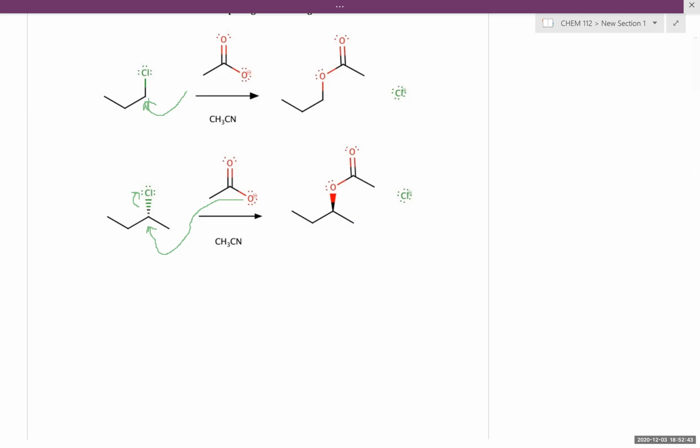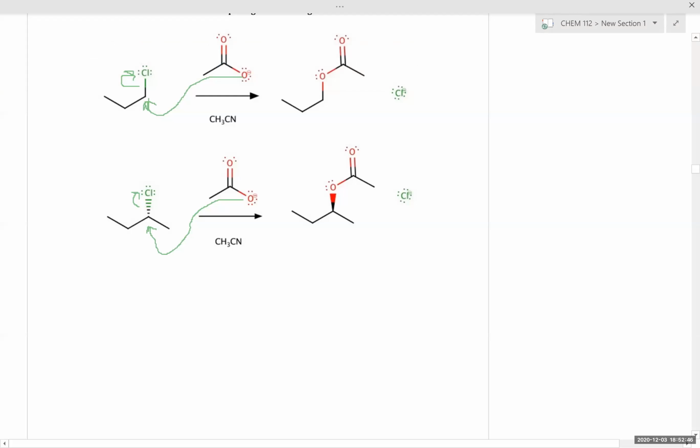So if we compare these substrates, what would we call this first substrate? What type of substrate is this? Primary, secondary, tertiary, what do we think? Primary, right? And the second substrate, primary, secondary, or tertiary? Secondary, okay. So then we clearly have a difference in our substrate, right? So how does that impact our reaction coordinate?